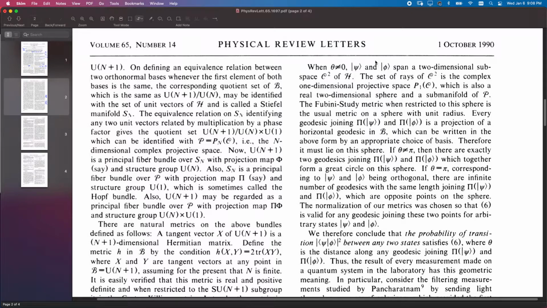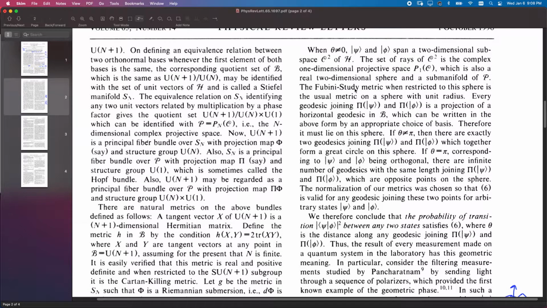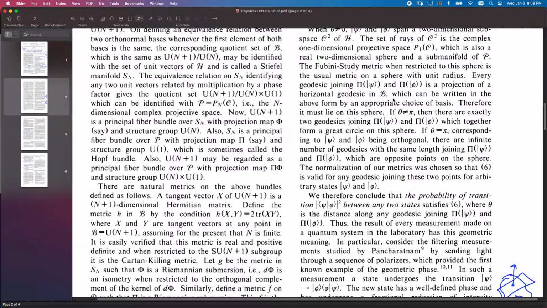When theta does not equal 0, psi and phi span a two-dimensional subspace C2 of H. The set of rays of C2 is the complex one-dimensional projective space P1 of C, which is also a real two-dimensional sphere and a submanifold of P. The Fubini-Study metric when restricted to the sphere is the usual metric on a sphere with unit radius. Every geodesic joining the two points is a projection of a horizontal geodesic in B, which can be written in the above form by an appropriate choice of basis. Therefore, it must lie on the sphere.